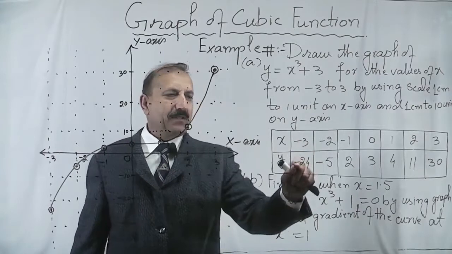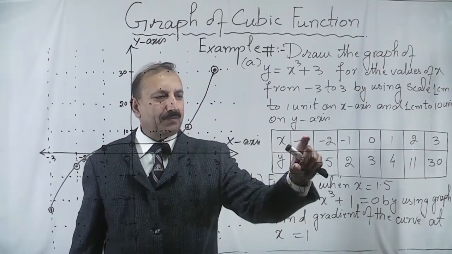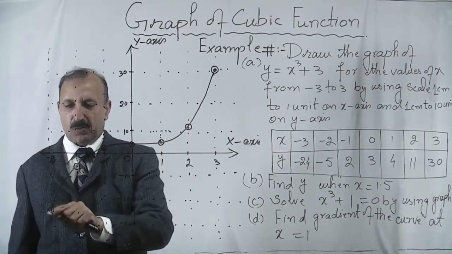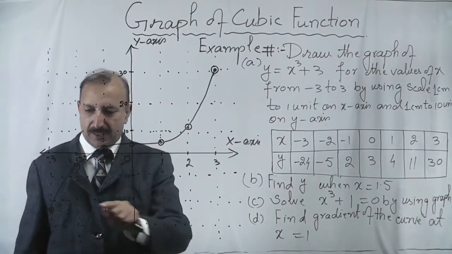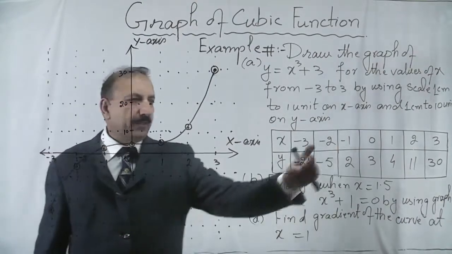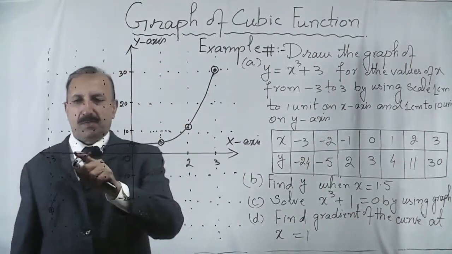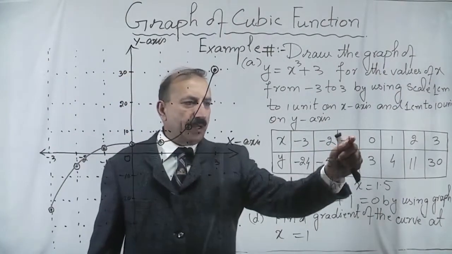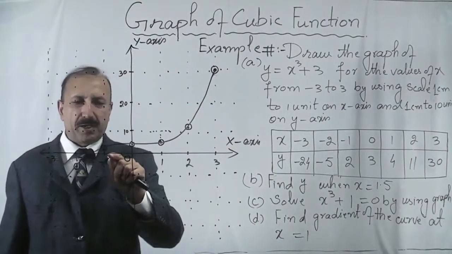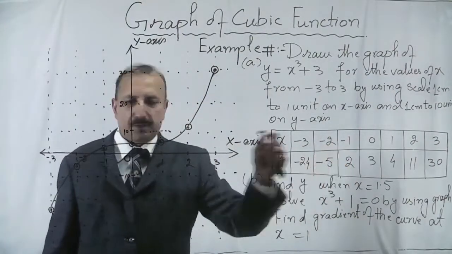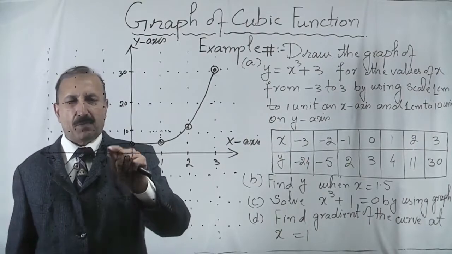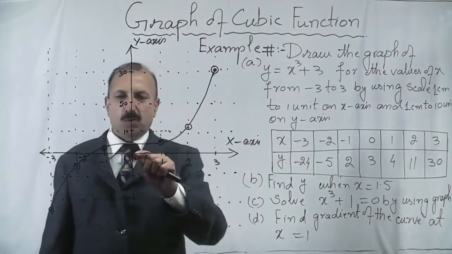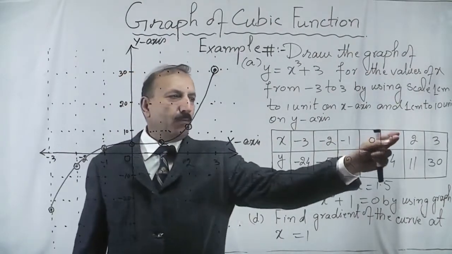So -3, -24. I have substituted here: this is -3 on x, and this is approximately -24. Then -2, -5: here is -2, and down it's -5 approximately. Here -1 and 2. Sorry, -1 and the value taken on the positive y-axis side. After that, 0 and 3: 0, +3.